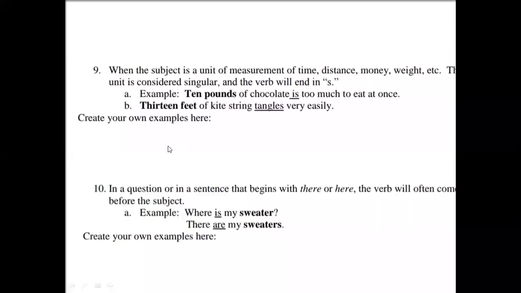Now moving to the ninth one. See the example first. 10 pounds of chocolate is too much to eat at once. 13 feet of kite string tangles very easily. Now, very simple. Whenever there is a unit of measuring time, distance, money, or any measurement, you will be considering it as the singular part. Don't just see that it's 10, so it's plural. No. Whether it's 1, whether it's 2, or whether it's 100. The measuring unit will always be considered as the singular subject.